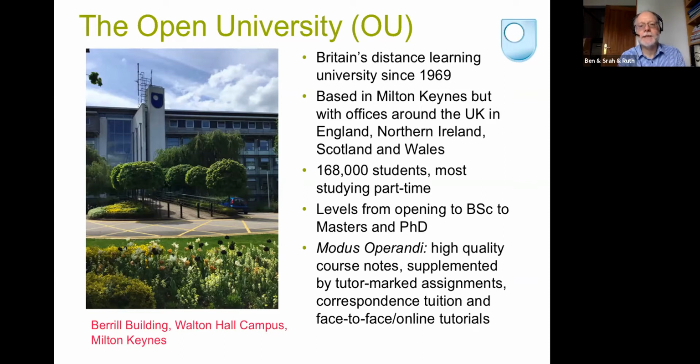That's inside Milton Keynes. It's got about 168,000 students, and we deal with levels all the way from opening for people without very much academic experience at all the way up to BSc, Masters, and PhD. So how do we work? Well, we have very high quality course notes supplemented by tutor marked assignments. That's what we call our assessments that are done within the course. And then we also have face-to-face and online tutorials. And there's a picture of a building from the Walton Hall campus in Milton Keynes.